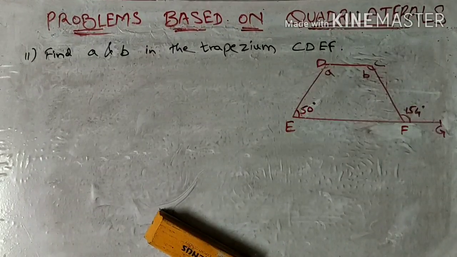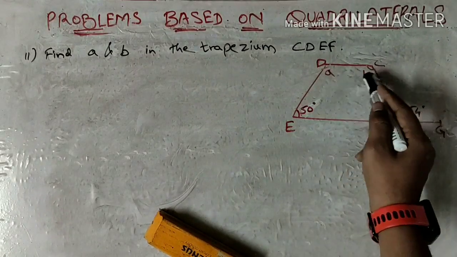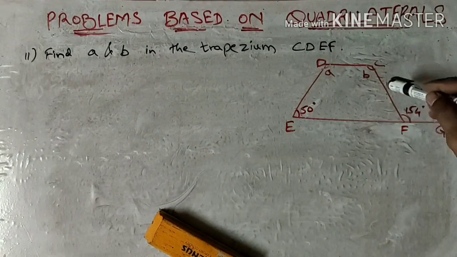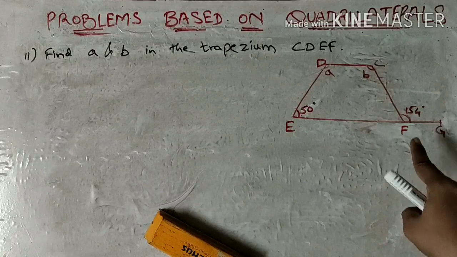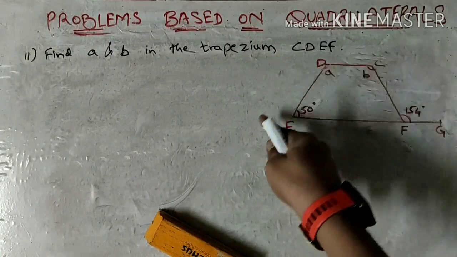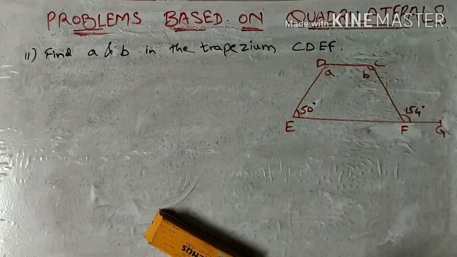So this is probably the last problem for this video, based on the trapezium. The question says find the value of a and b in the trapezium CDEF. What we know is this exterior angle CFG, that is 154, and DEF, that is 50 degrees. What are the other resources that we have? The most important, the properties of the trapezium.